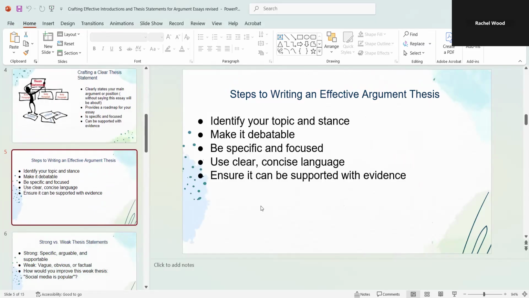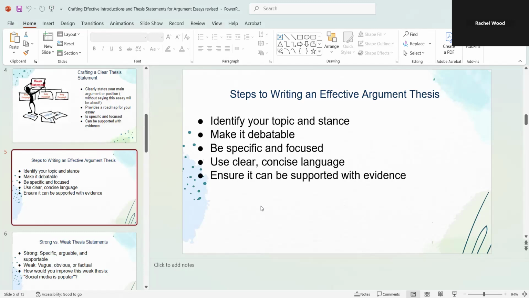So some steps to writing an effective argument thesis is to identify your topic and stance. You don't want to say, I'm going to be talking about. Again, it needs to be in third person. It needs to be debatable. It has to be something that can be argued. It needs to be very specific and very focused.